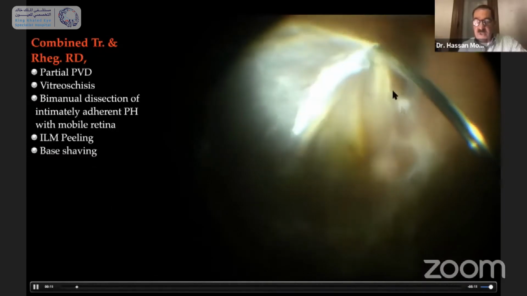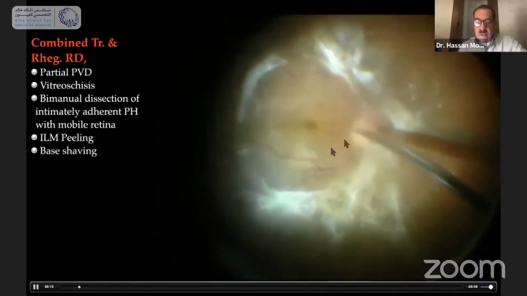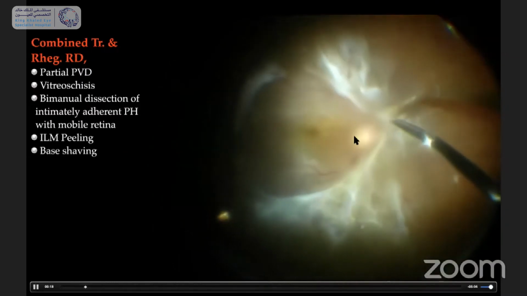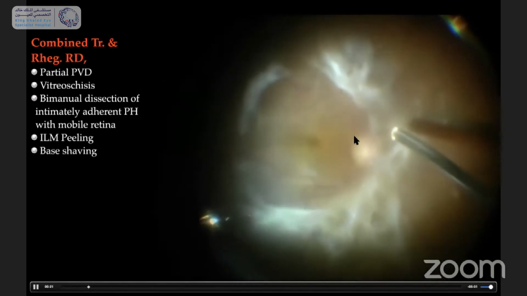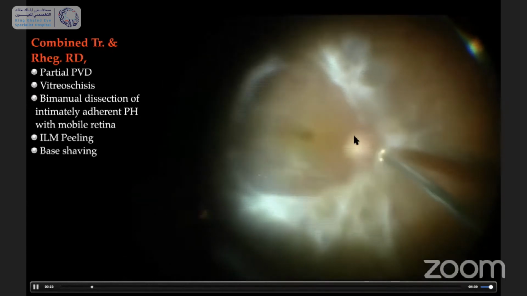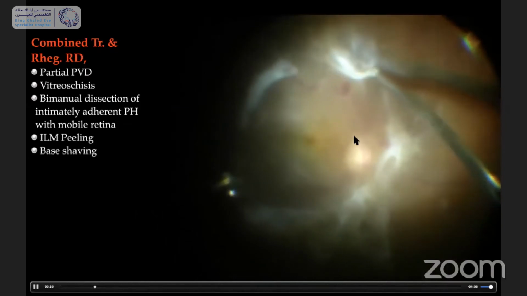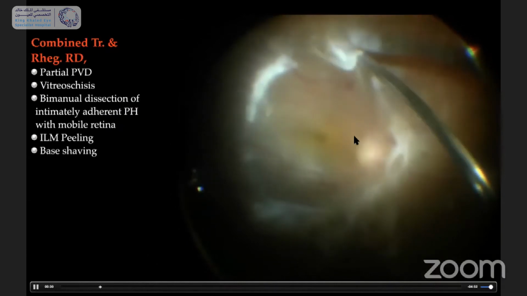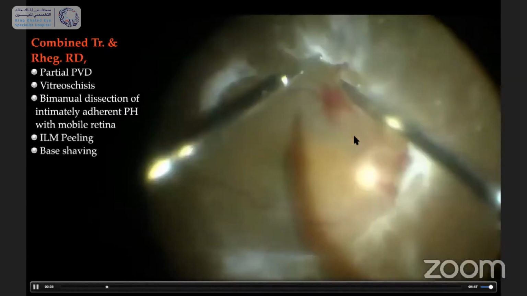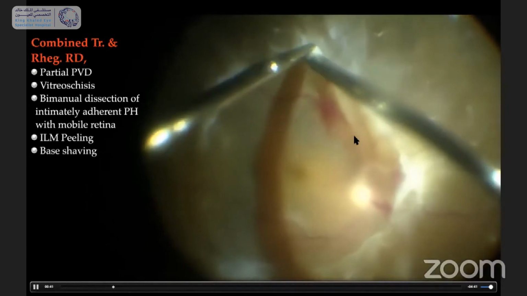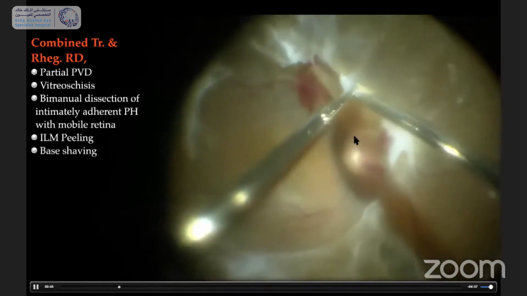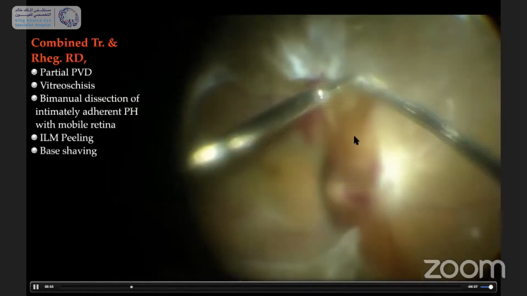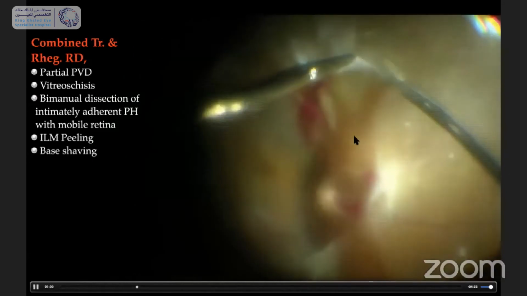And first you have to segment this circle, because if you are going to work bimanually, you do not want the traction to be transmitted to the other areas of the retina. So I divided this circular traction, and then used bimanual surgery, because as Dr. Faisal said, you reach a stage where you cannot proceed with unimanual surgery, and you have to use bimanual surgery.